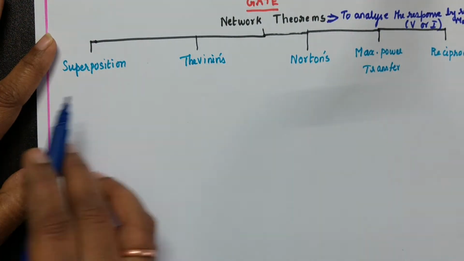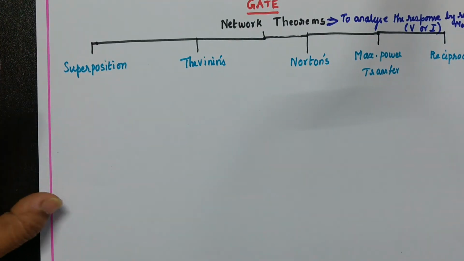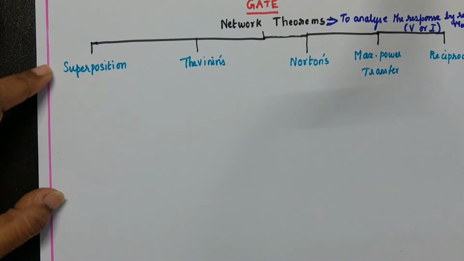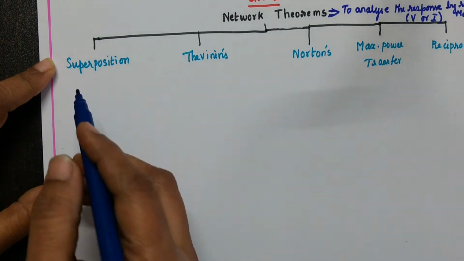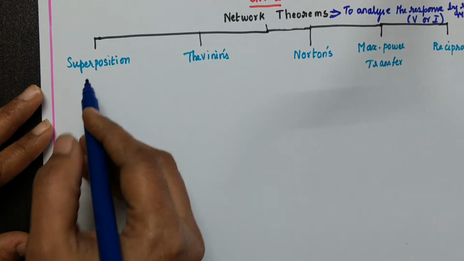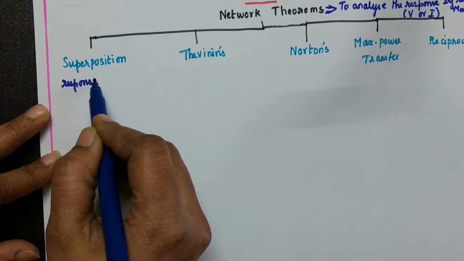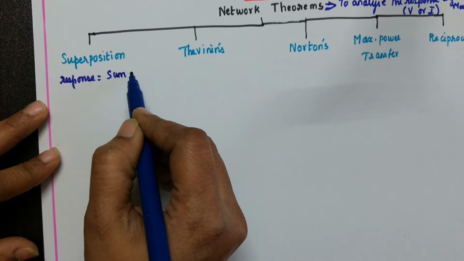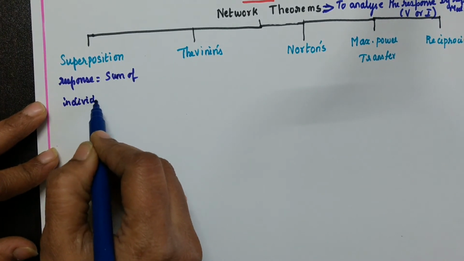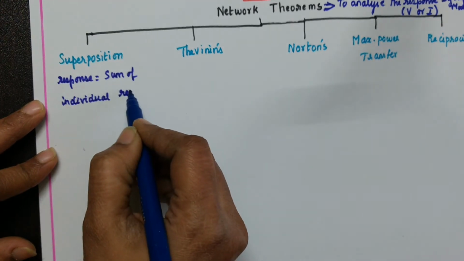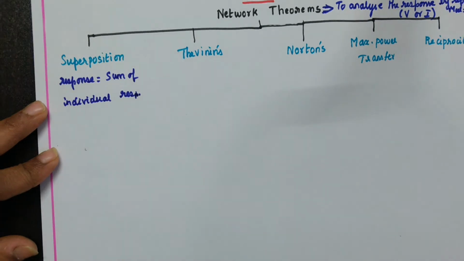We can use superposition, Thevenin's, Norton's, maximum power transfer theorem to analyze the response by replacing multiple sources with a single source. Here first I will discuss the superposition principle. By using the superposition principle, we can find the response that is equal to the sum of individual responses.